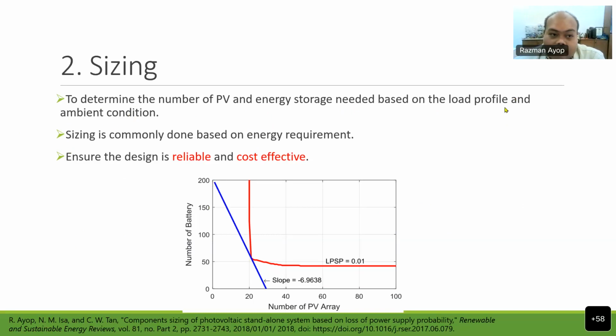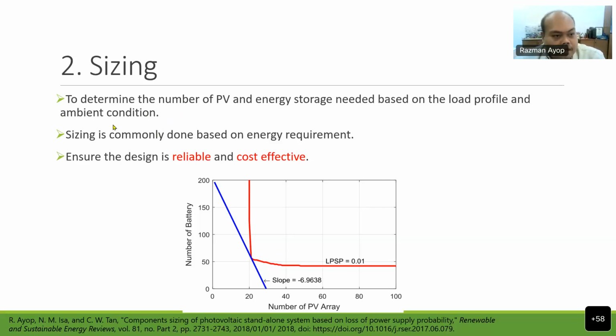So you need to have a load profile, how the load changes during the day and night. The best way is if you have the load profile for one year, so you can size the system properly. And also the ambient condition, of course. For the PV, you need to have irradiance and temperature, because both affect the output of the PV tremendously.